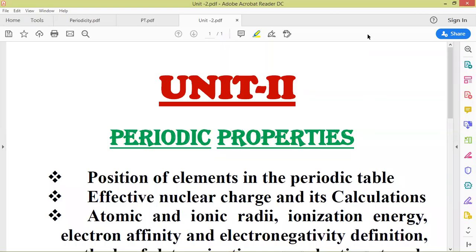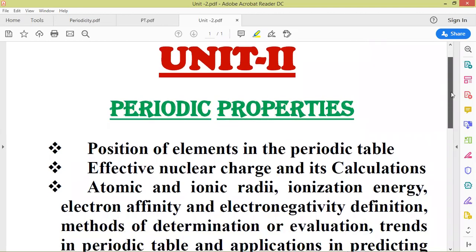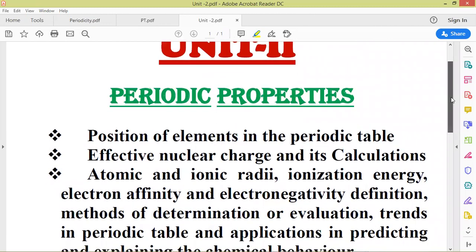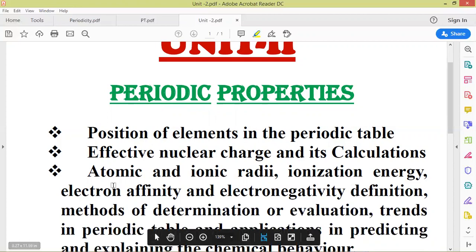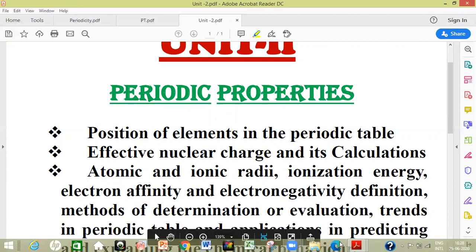So in continuation with our unit 2, that is periodic properties. In the last video we learned about the mnemonics for the periodic table for different elements belonging to different blocks, that is S block, P block and D block. So in this video we'll be starting with the periodic properties, variation of periodic properties, and we'll be covering atomic radii and ionic radii, ionization energy, and we'll also try to cover the electron affinity part. So let's get started.